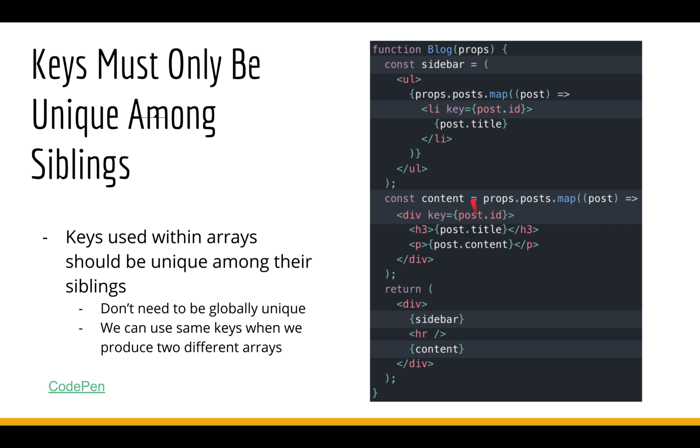And then we're going to have a list of LIs over here in the sidebar, where the key is also coming from post ID, but this is totally okay because they are in different elements. They are completely separate from each other. What's happening over here, those keys are not going to collide with the keys that are over here. Now, if we had decided to make each key inside of content equal to 0, for example, now this would be a problem because those keys would not be unique.